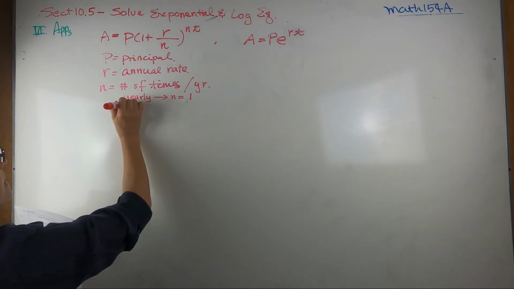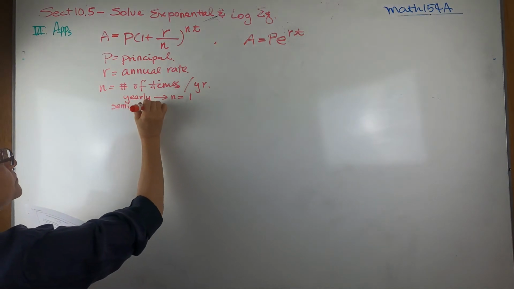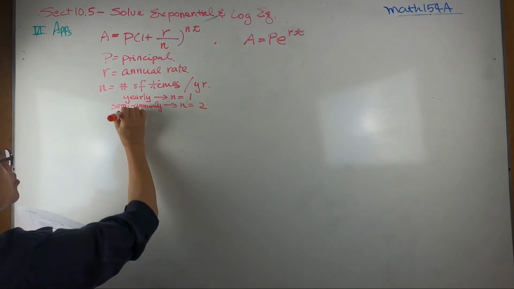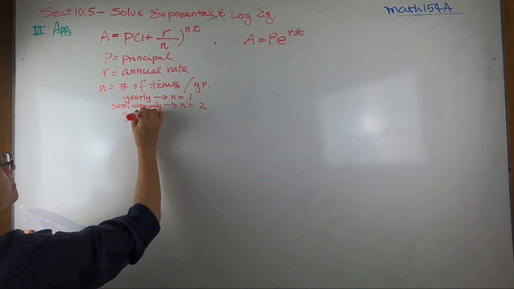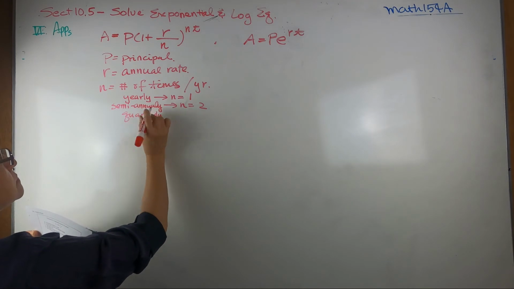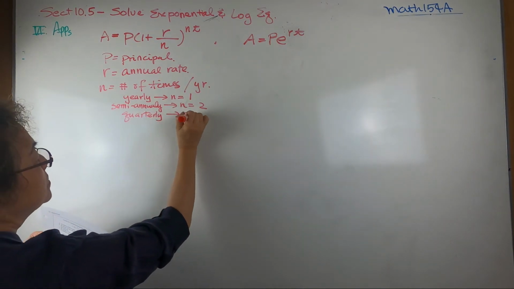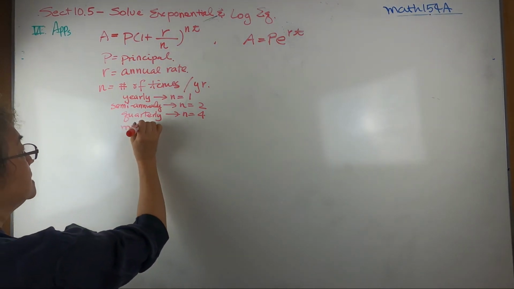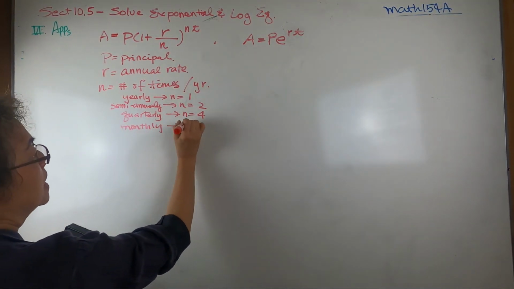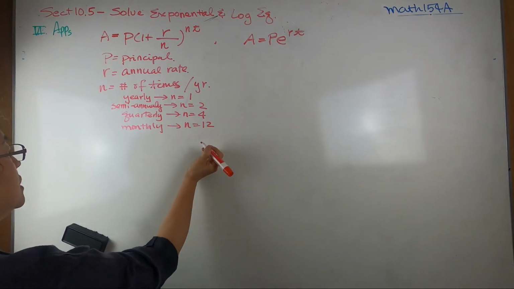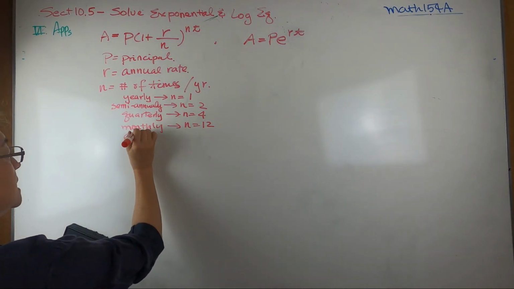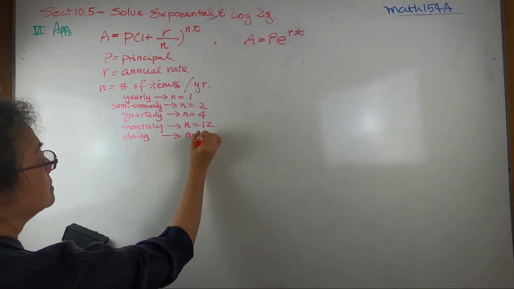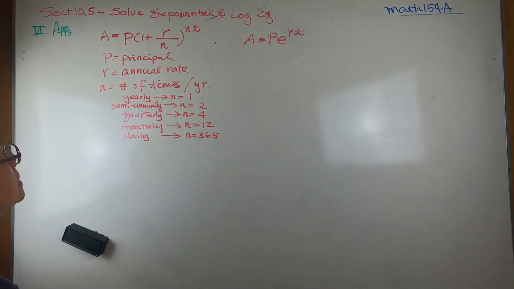If it's semi-annually, then twice a year. If it's quarterly, then N will be what? 4, right? If it's monthly, N will be how many times a year? 12. If it's daily, then N will be what? 365. Okay?